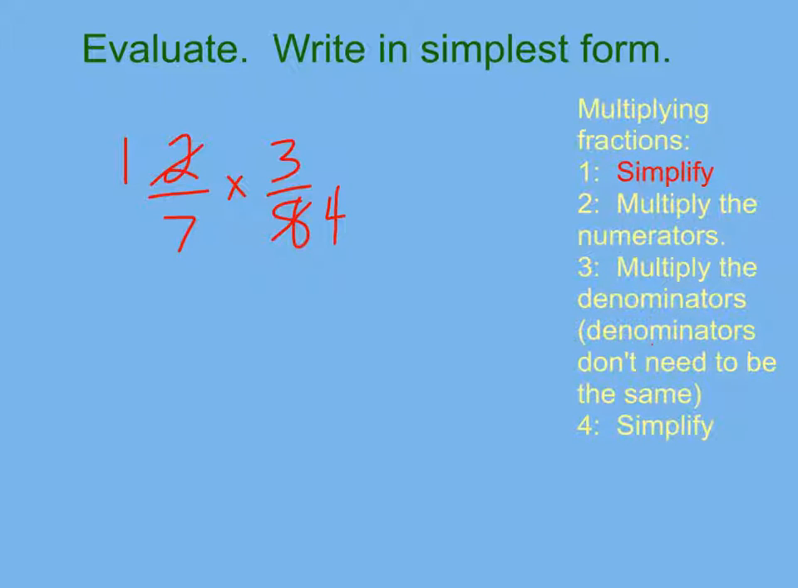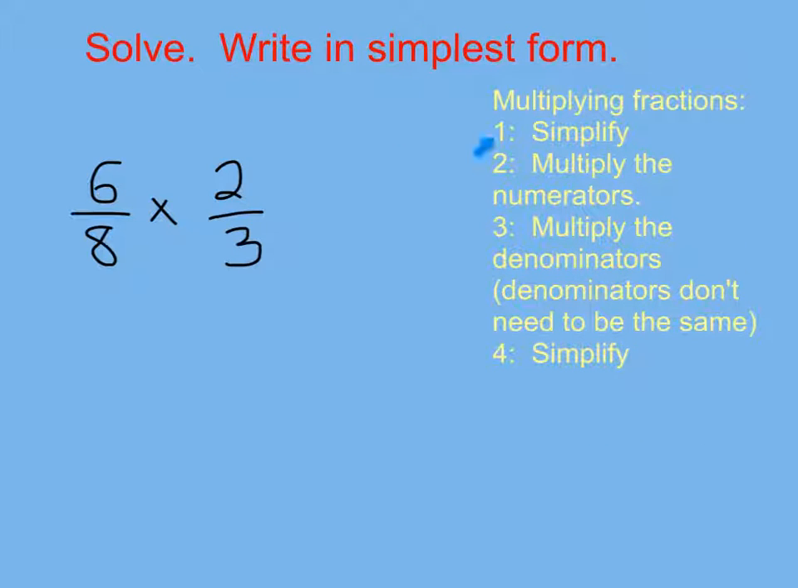Now I look to see, is there any other way that I could simplify? And I don't see another way to simplify. So now I'm ready to multiply the numerators. 3 times 1 is 3. And my denominator, 7 times 4 is 28. And now I double check. Do I need to simplify any more? And I look at that, and 1 and 3 are the only numbers that would go in here. And 3 does not go into 28, so that is simplest form right there.